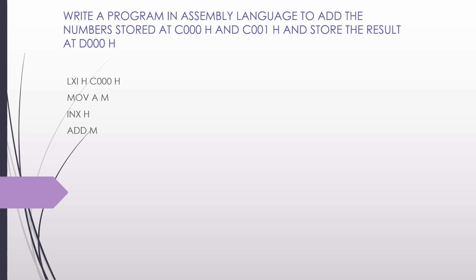But over here, the result we need in some other location, and whenever you want to store the data from accumulator to some other memory location, you have an instruction called store accumulator to memory location. So what is that instruction? It is STA D1000. So after this, it is nothing, isn't it? It is just the end of the program. So we are going to write either HLT or RST 1. Okay, so this is how you are writing the program for addition of two numbers.